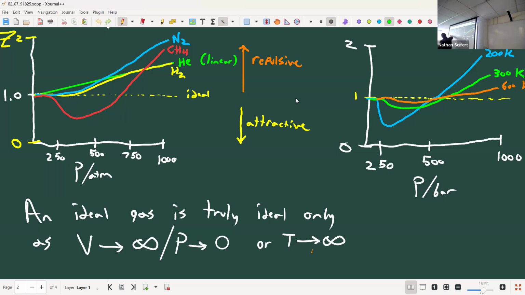Whereas there are regions where ammonia is quite attractive, right, where it's negative. So there are some gases that are all positive deviation at high pressure. There are some that are negative and then positive. And you can imagine that if I make this molecule more complex, something with more oxygens, more polar, these deviations become even more excessive.